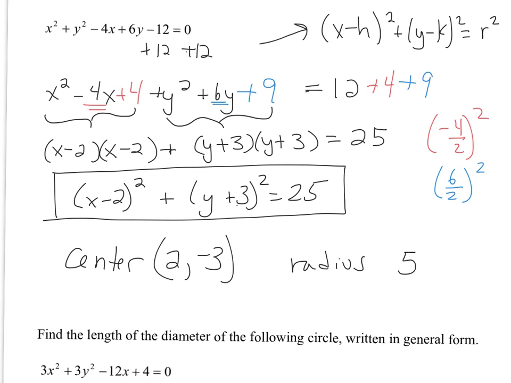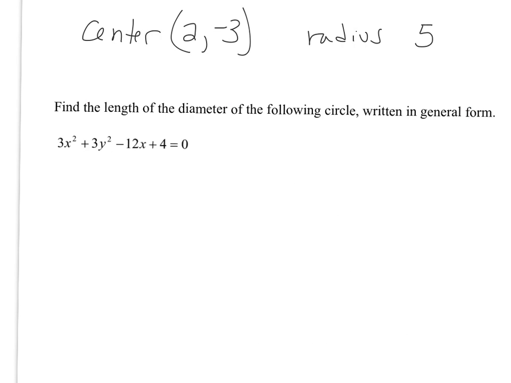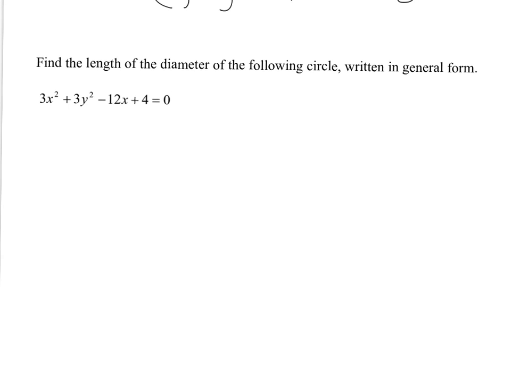So by completing the square, it really gives us the ability to find the center and the radius for something that's written in this more generic general form. Okay, so the last problem says find the length of the diameter in the following circle written in general form. Now if you remember, diameter is just through the center all the way across, so it's basically just 2 radii. So if I can find the radius, I can put this in general form.